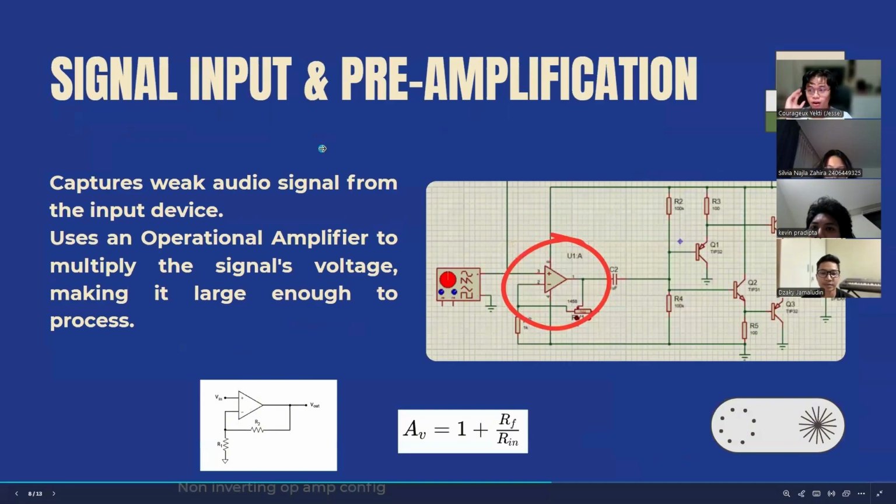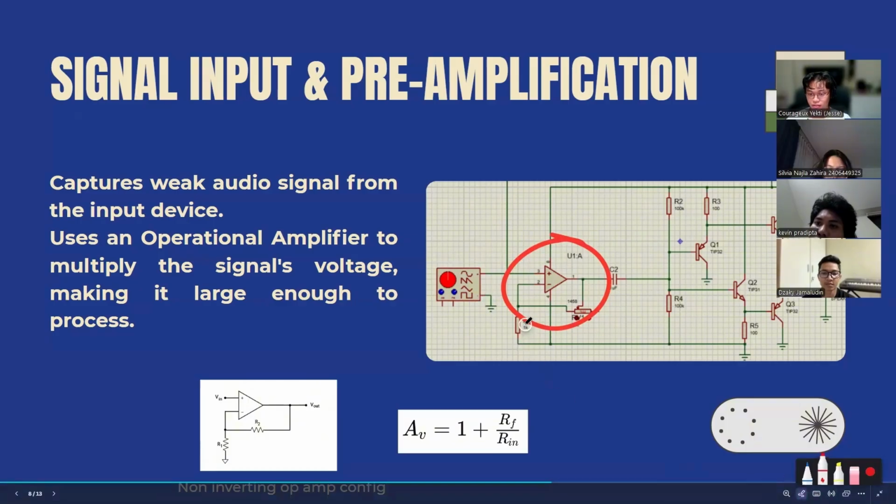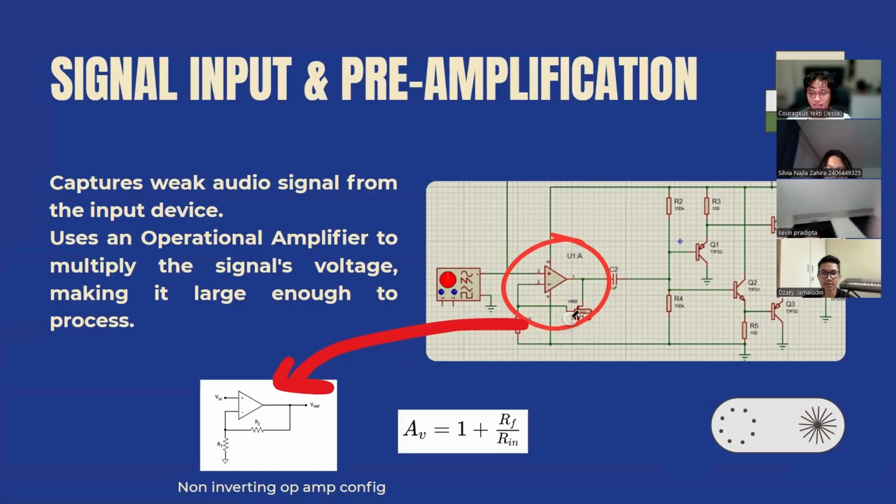All right, so now onto the actual amplifier circuit. Our small input from the aux goes to the op amp first, and this might look familiar because it is actually the non-inverting op amp configuration. It's basically just this, and you can calculate the gain that you get from this formula.